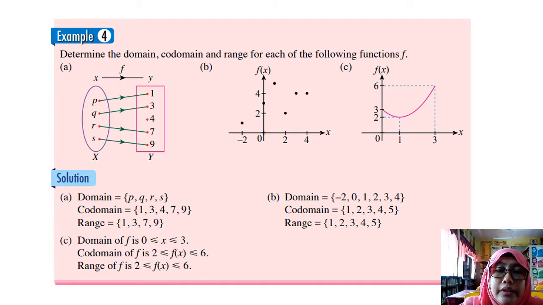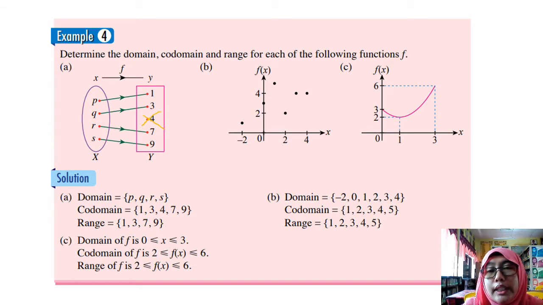And then range: 1, 3, 7, 9. 4 is not included in the range. 4 tak termasuk untuk julat. Range adalah julat.